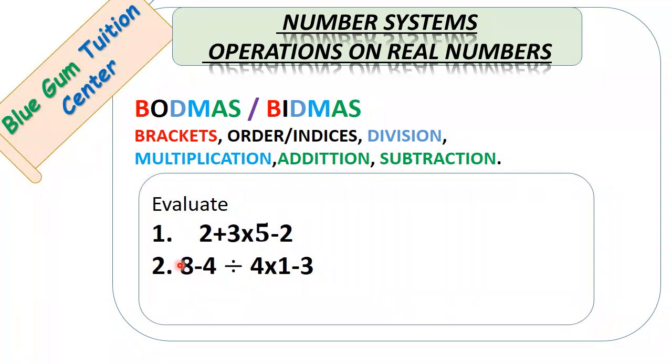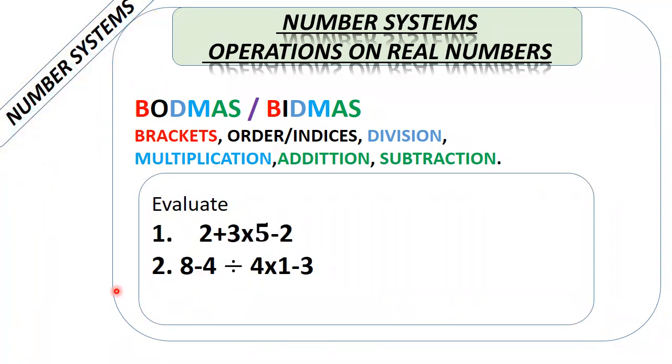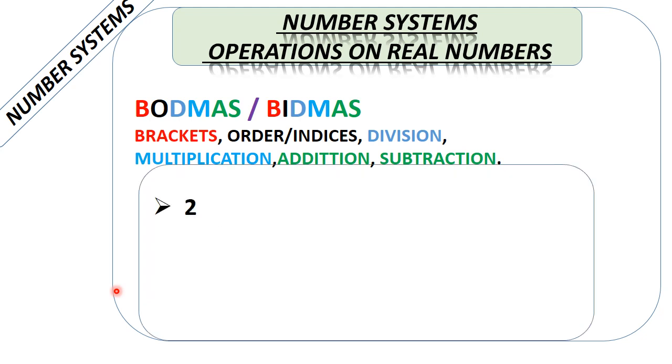So let's try to combine more operators as in these two examples. In example 1, we have addition, multiplication, and subtraction. In example 2, we have subtraction, division, multiplication, and subtraction. How do we choose which one to start with? Let's start with example 1. 2 plus 3 times 5 minus 2. Which one should go first? Is it addition? Is it multiplication?